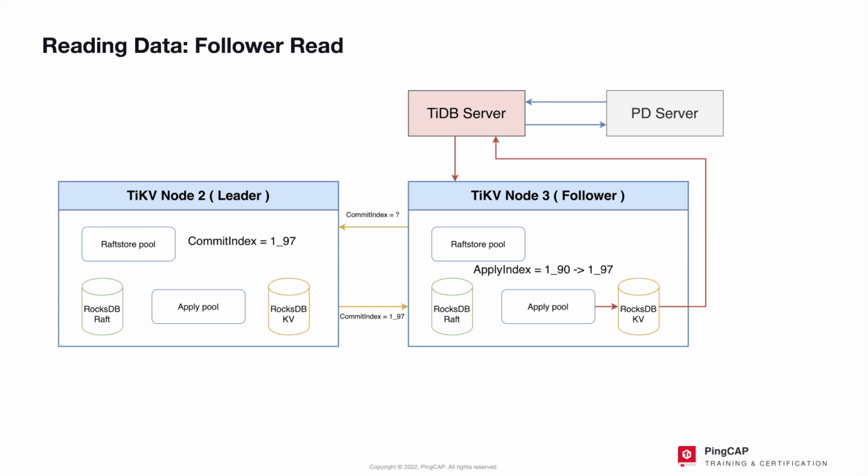1. When the TiDB server sends a read request to a follower node, the follower needs to ask the leader node for the commit index of the Raft log of the current latest commit. 2. The leader node informs the follower node of the current commit index. If the follower finds that it does not have a Raft log with the sequence number applied, it will wait. And 3. It will wait until the follower confirms that it has applied locally to the commit index just sent by the leader. The follower and leader are synchronized and the data is read into TiDB server.